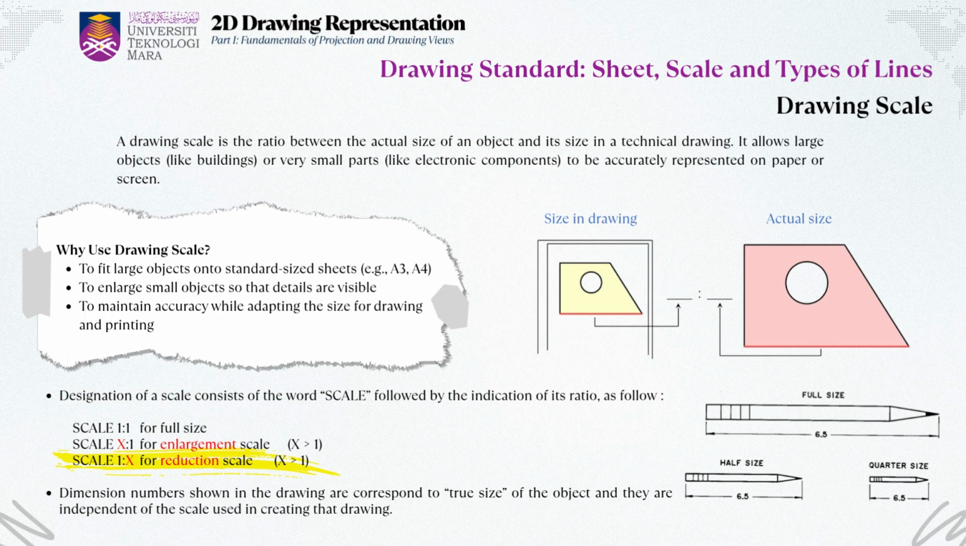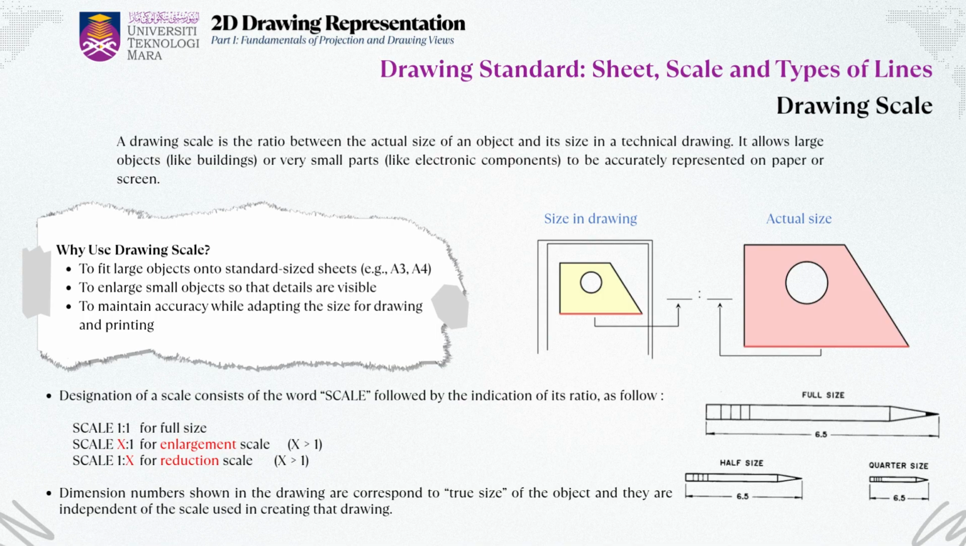This is a reduction. No matter what scale is used, the dimension numbers in the drawing, like length or width, always show the actual, real-life size of the object. So, if something is 6.5 mm in real life, that's the number that will appear in the drawing, even if the picture is smaller or larger.